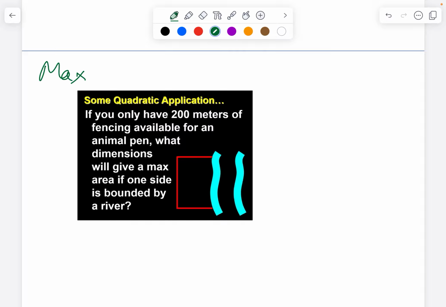Again, this application is typically what we call a max-min problem. And again, this is a, how about a minimum? This is a pretty classic quadratic application, okay? This max-min problem involving this animal pen, this fence. Take a look at it, you can jot it down.